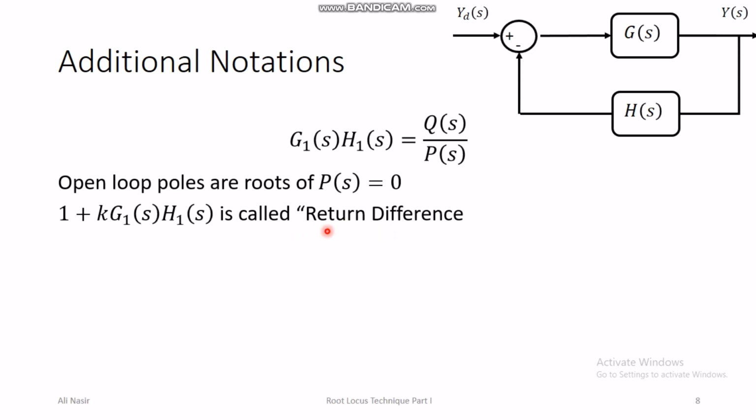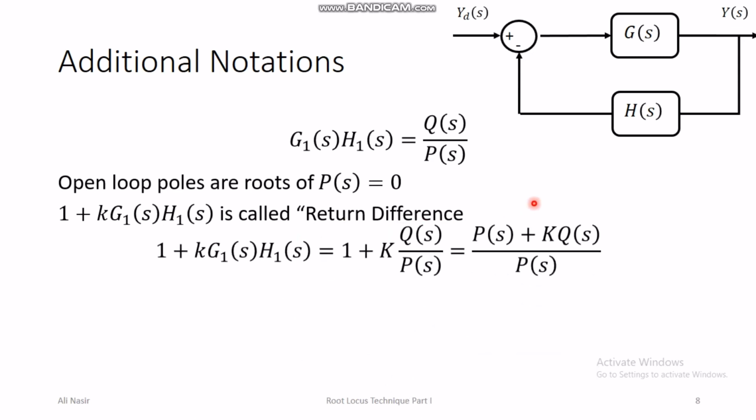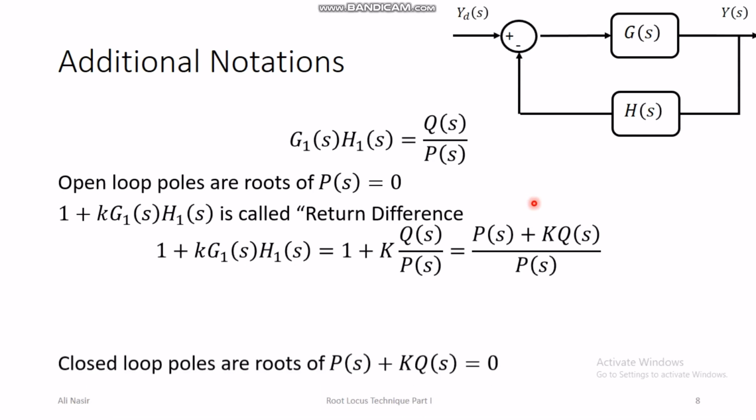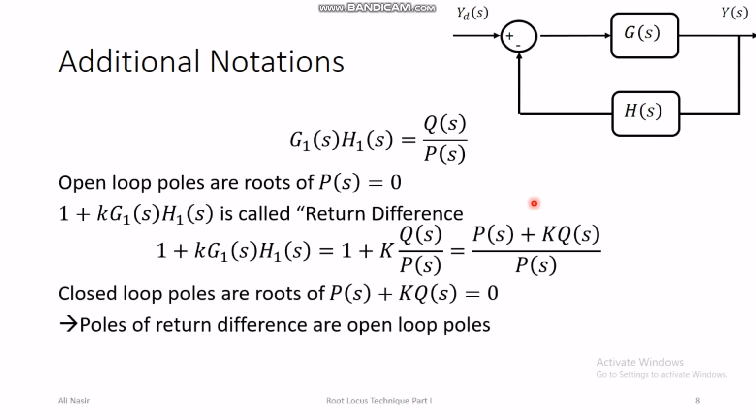Return difference is interesting because it gives us the poles of the open loop system as well as the poles of the closed loop system.